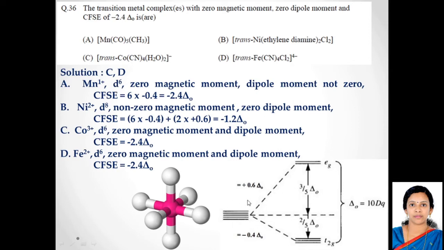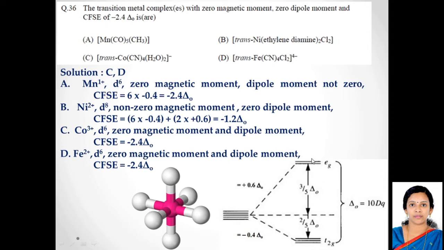Now, if you have a d6 electron configuration in an octahedral environment, we know that the 5 degenerate, spherically symmetrical d orbitals, in the presence of negative point charges or ligands, split into 2 sets, T2g and eg. The T2g are triply degenerate, consisting of the dxy, dyz and dxz orbitals, and the eg are doubly degenerate, consisting of the dx square minus y square and dz square orbitals. The T2g are stabilized by minus 0.4 delta O, and the eg are destabilized by plus 0.6 delta O.